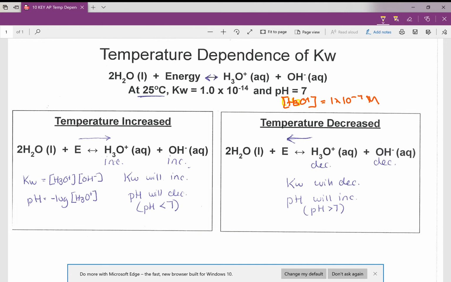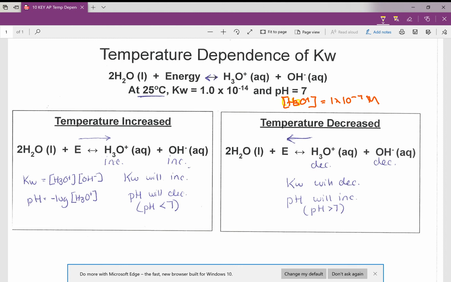So if we look down here and think back to equilibrium and Le Chatelier's principle, if we take that equation and the temperature increases, it's going to favor the endothermic reaction. So we're going to see a shift towards the products, which means the amounts of hydronium and hydroxide are both going to increase. Now, Kw is going to increase as a result of the temperature going up, because it's the product of two higher values. Because there's more hydronium, that's also going to cause the pH to decrease and be less than 7. Depending on the temperature, you get something like 6.8 for the pH.